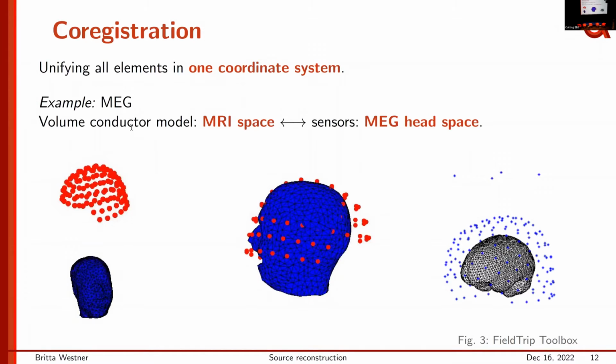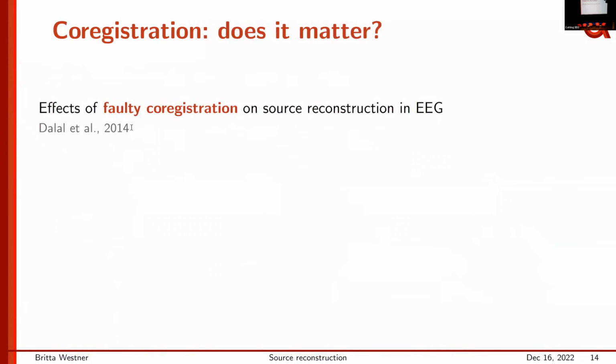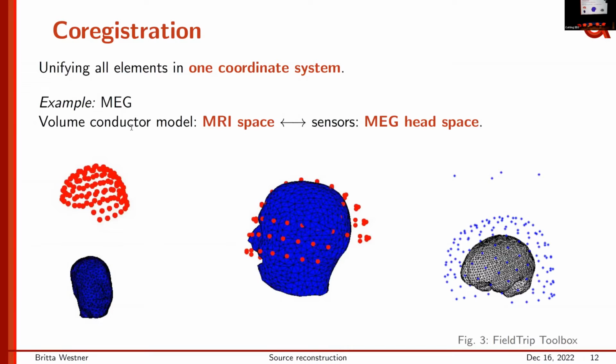And this is what we do via so-called co-registration. We have to take the MEG sensor space and transform this into the MRI space, or the other way around, but they have to end up in the same coordinate system. And the same is also true for your EEG electrodes. You can also imagine that this is the positions of your EEG electrodes. You have the same problem. You need to get them into one coordinate system. So how do we do that?